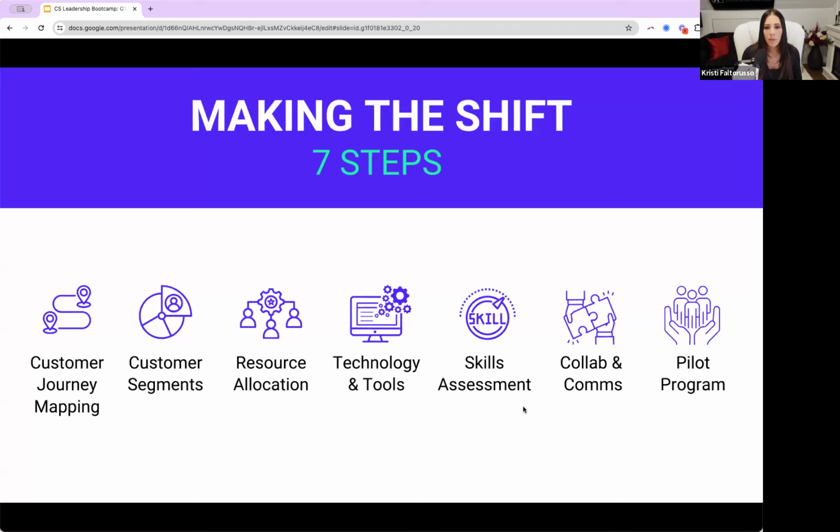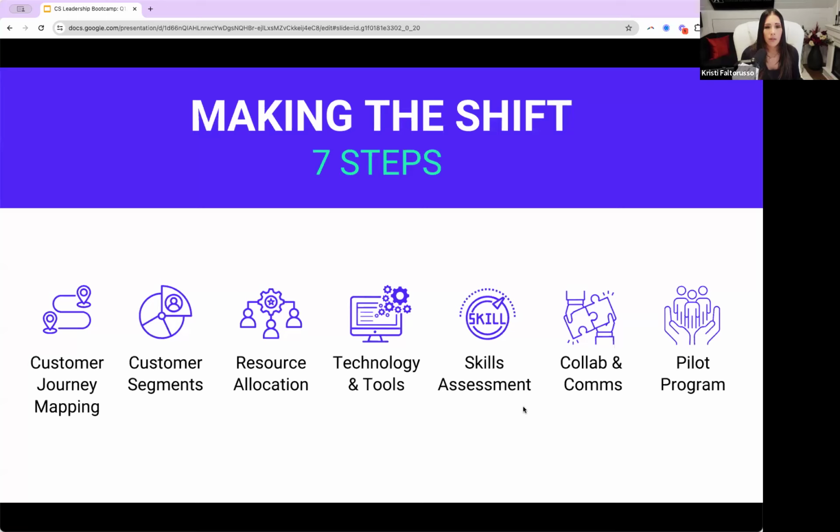Next, you're going to look at skills assessment. When you have folks on your team, it's easy to just try to say, okay, Mary, you're going to do onboarding, and Bob, you're going to do renewals, and Beth, you're going to do everything in between. But it's really important that we start to assess, do they have the right skills to do those things? And sometimes this requires having tough conversations, and we're going to talk through that.